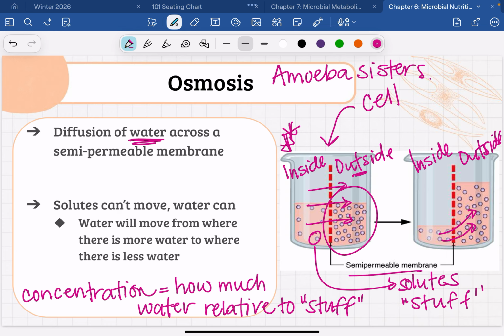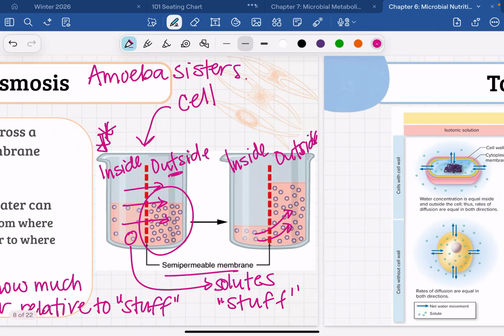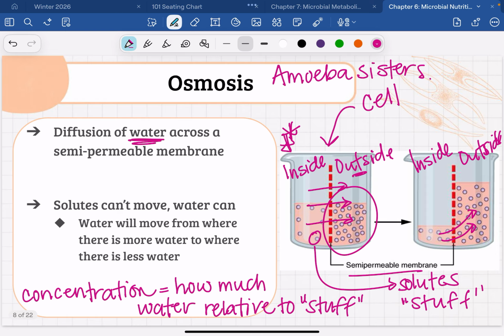And this scenario happens a lot, and we're going to talk about tonicity in just a second. That has to do with osmosis, and this is what happens across plasma membranes. You have water moving into cells and water moving out of cells constantly to keep things balanced, because we're going to talk about what happens if they're not. So the water will move to whatever side it has to, to balance out the amount of water relative to the solutes there.